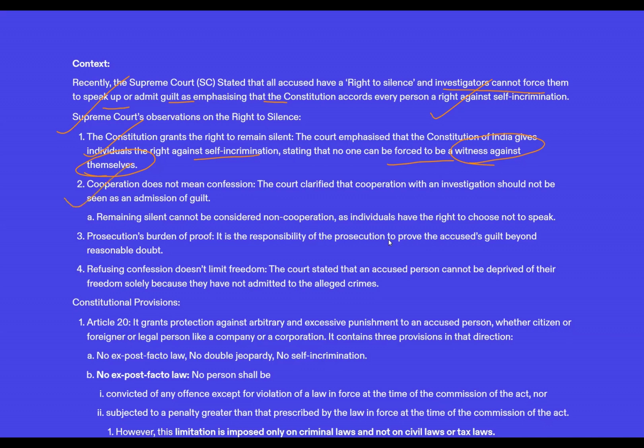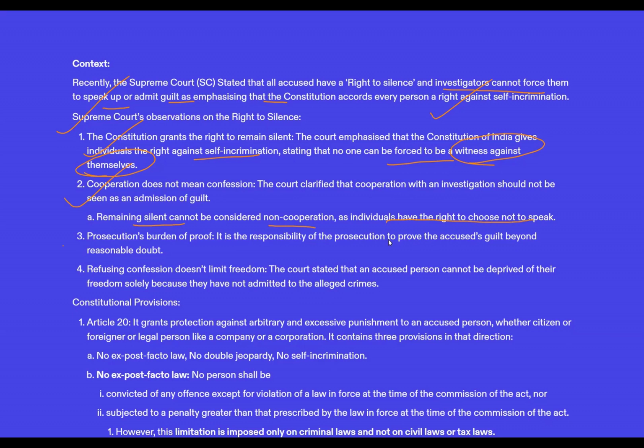Again, cooperation does not mean confession. In this relation, I'll tell you that cooperation does not mean confession. It is expected of all the accused who are arrested or put behind bars that they will cooperate with the authorities in the investigation as well as the trial process. However, that cooperation does not mean that the person will admit guilt. It means that the person will not be forced to admit guilt or to give evidence against themselves. Then, remaining silent cannot be considered non-cooperation, as individuals have the right to choose not to speak.